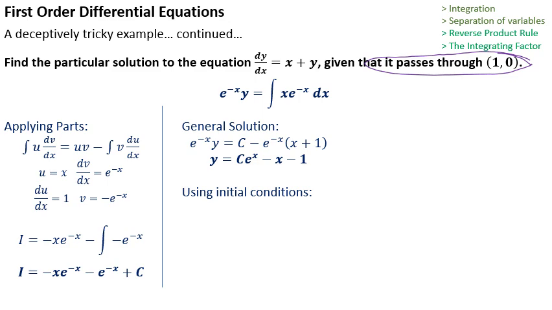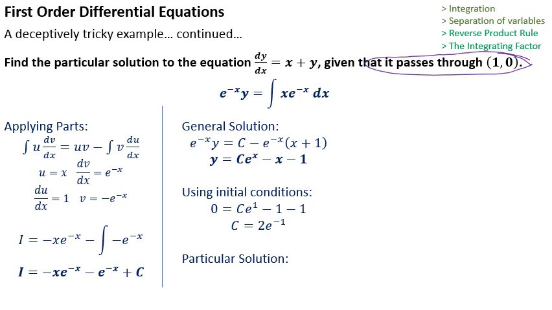Our curve passes through the point (1, 0), so I'm going to substitute 1 instead of x and 0 instead of y. So we get 0 equals c times e to the minus x, which is 1, minus 1. It gives us a value for c. It's got to be 2e to the minus 1, or 2 over e if you prefer.